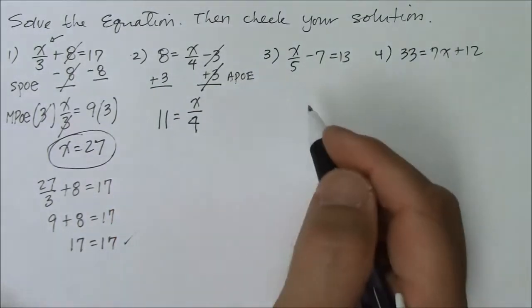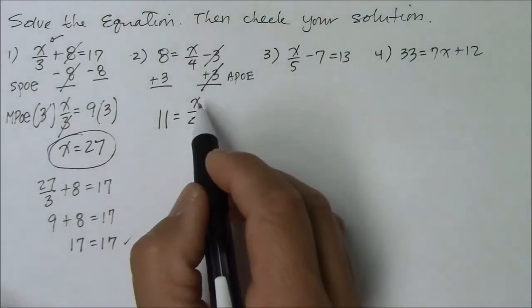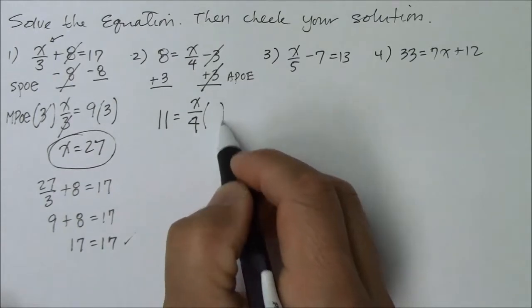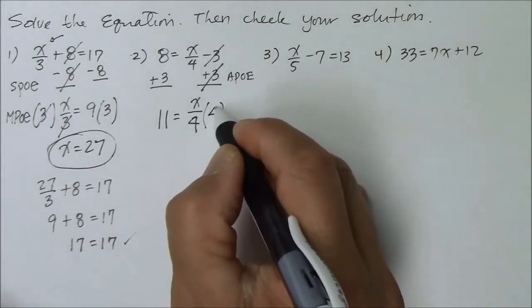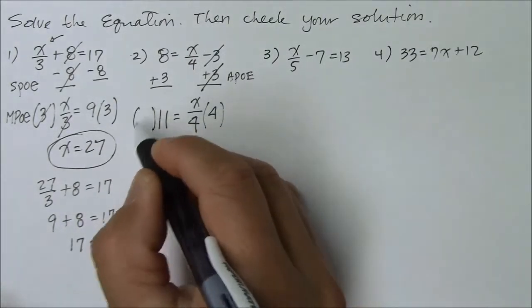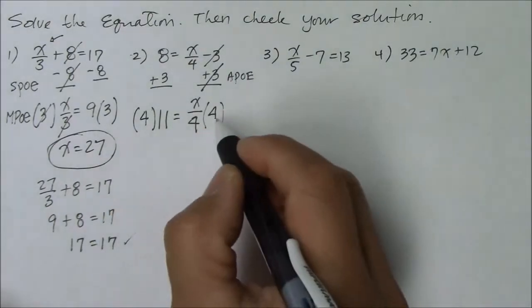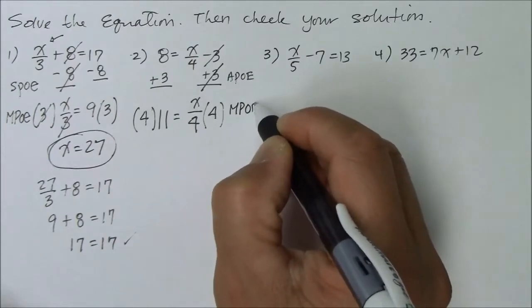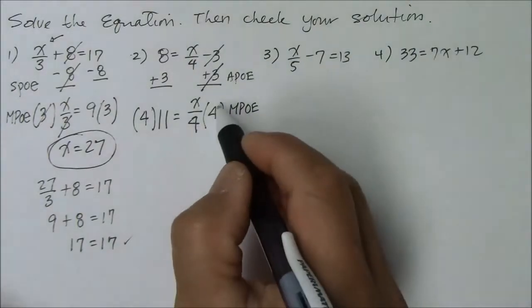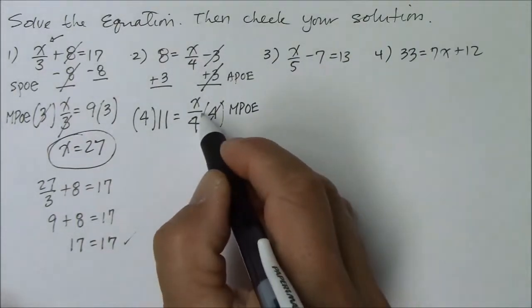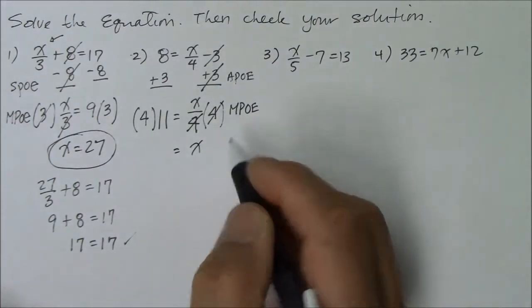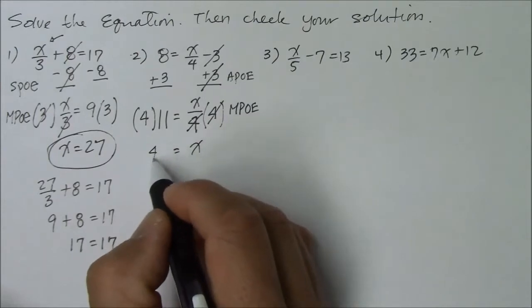Now, it says x divided by 4. What's the inverse of divided by? Multiply. So you're going to multiply by that number 4, and you're going to do it to both sides. And since we're multiplying, we will call this multiplication property of equality to justify it. So the 4 simplifies the 4 denominator on the right side, leaving you with just x. And on the left side, 4 times 11 is 44.